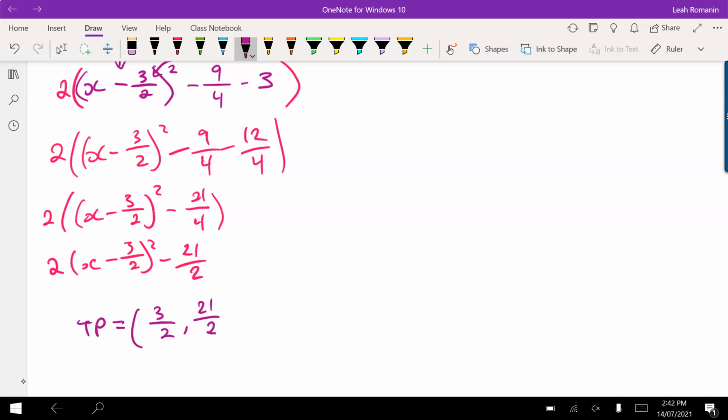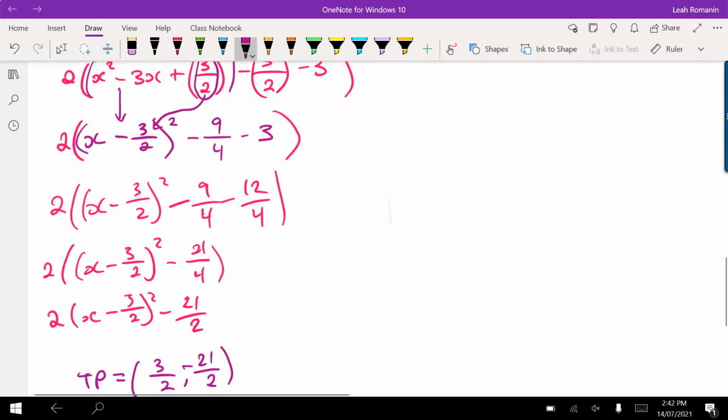Perfect. Okay, so remember I said last time that number in the bracket is the x-coordinate, but you're taking it with the opposite sign. So it's a minus in that bracket, so when I take it for the turning point, it's a positive, but the y stays the same. So that y is negative 21 over 2, so my turning point is also negative 21 over 2.